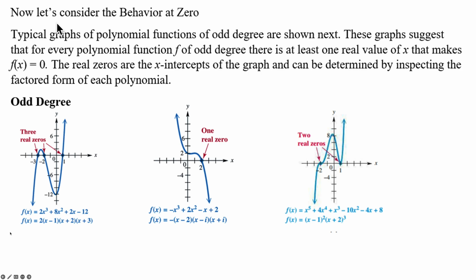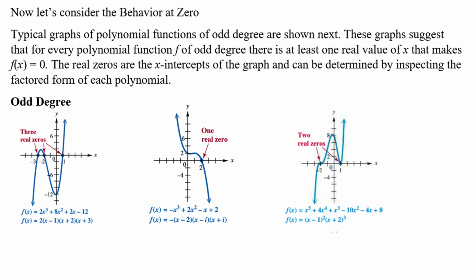Okay, so now we're going to look at the behavior at zeros. So we're going to go away from left and right hand behavior, and we're now going to start talking about zeros. Now, the definition of zeros is the following. Most of your polynomial functions of odd degree are shown next, and then we're going to look at even. In all these polynomial functions of odd degrees, there is at least one real value of x that makes f of x equal to 0.